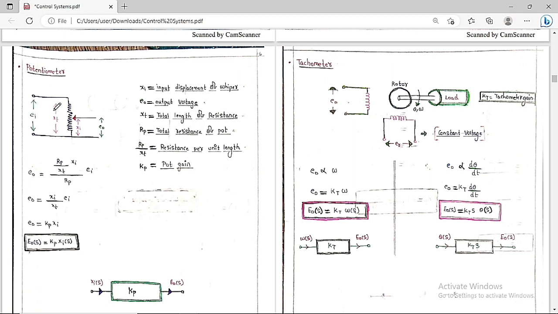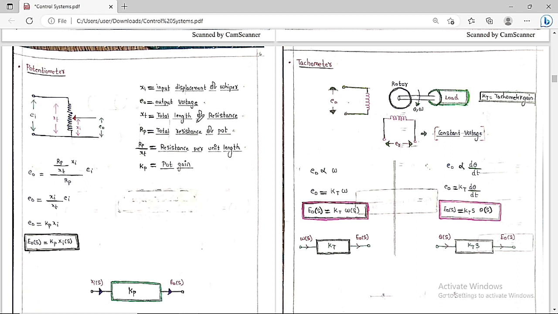This total distance is xt, and here we have taken a small amount of displacement. So xi is called the input displacement of the wiper, E naught is the output voltage, and xt is the total length of the resistance. Rp is the total resistance of the pot, rp by xt is the resistance per unit length, and kp is called the pot gain.